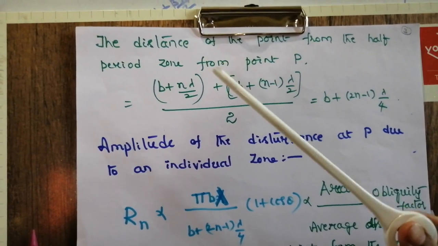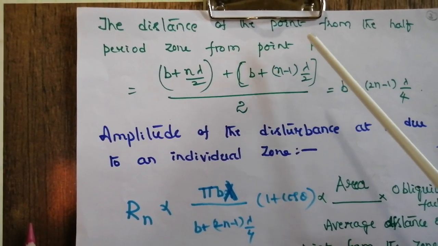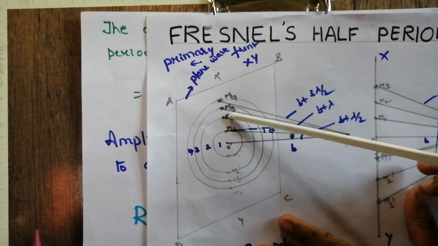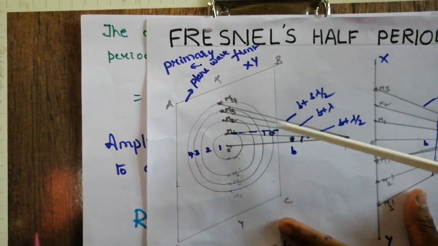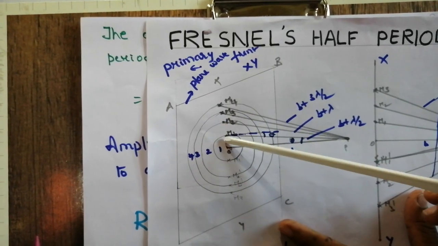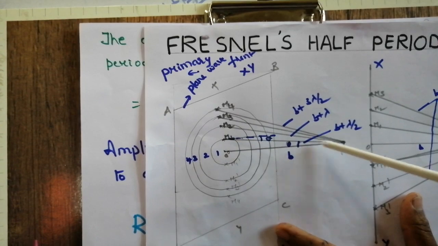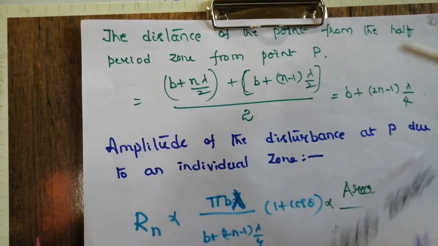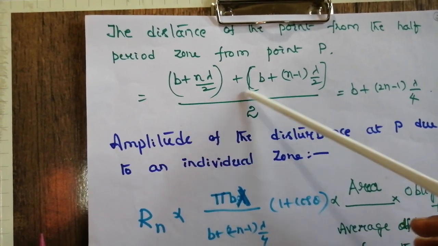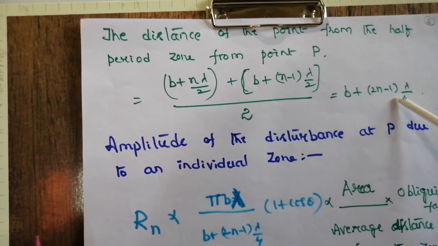Now the distance of the half period zone from point P. Take M1P and M2P; this is the second half period zone. These are the extreme points. So the average distance is nothing but the average of M2P and M1P. For the nth half period zone, it is B plus n lambda by 2 plus B plus n minus 1 lambda by 2, divided by 2, which equals B plus 2n minus 1 lambda by 4.